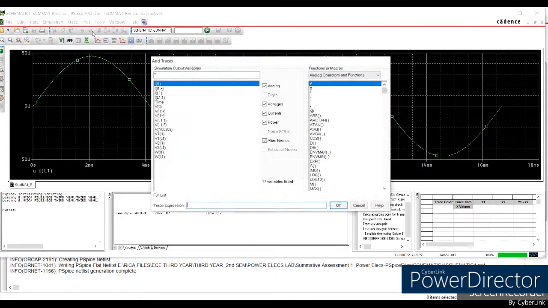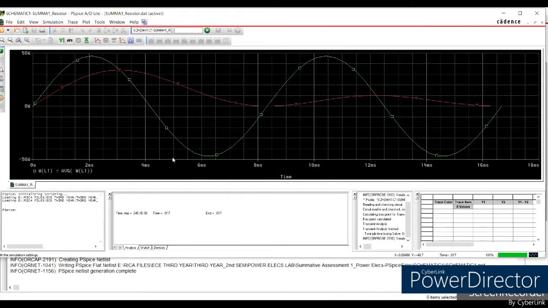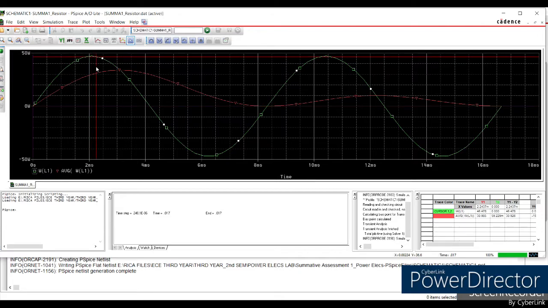And then for the average power, we will be getting average and then parenthesis, just like what we did in the earlier experiments, and then close parenthesis. This will be our output waveforms for the instantaneous power, which is the green waveform here, and the average power, which is the red waveform here. Now to measure the values of our instantaneous and our average power, let's turn on the cursor and draw from here. Again, our goal is to get the peak value from the green waveform.